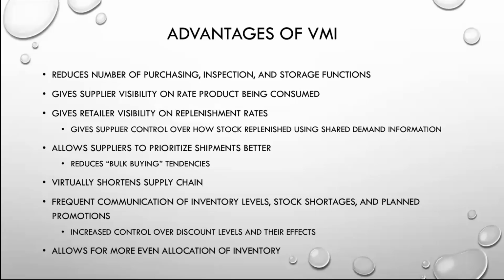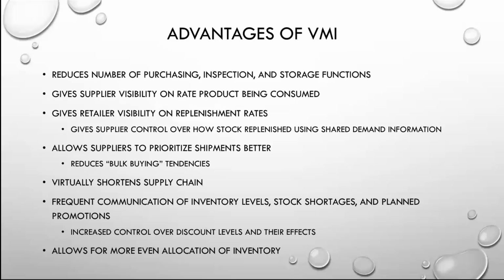In VMI, the vendor gets a certain level of control over how you perform, how you create your products. It allows suppliers to prioritize shipments better, which reduces bulk buying tendencies. Demand smoothing strategies work much better for this because you know the entire chain. If everyone works together in a VMI where everyone is an equal partner, this is very good. As you're going to see, it doesn't always work out that way. But nonetheless, an optimal VMI does that.